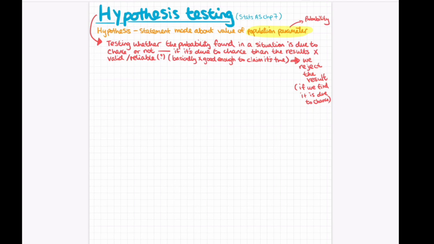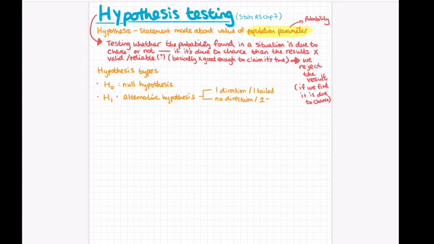So if you have a hypothesis, then you have to have a null hypothesis. You have two types of hypothesis. No, wait, three types. H0 is the null hypothesis. H1 is the alternative hypothesis. And for the alternative hypothesis, you basically have one direction, one-tailed, or no direction, two-tailed.